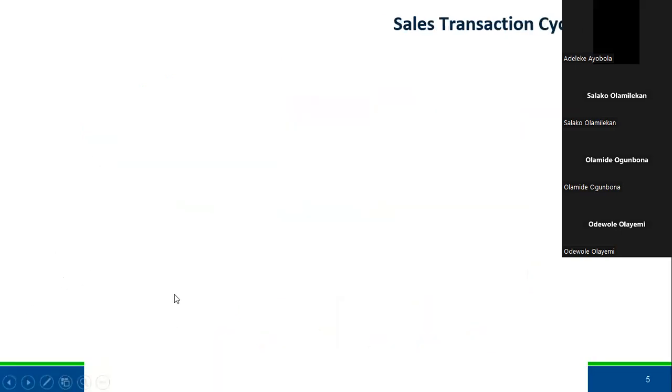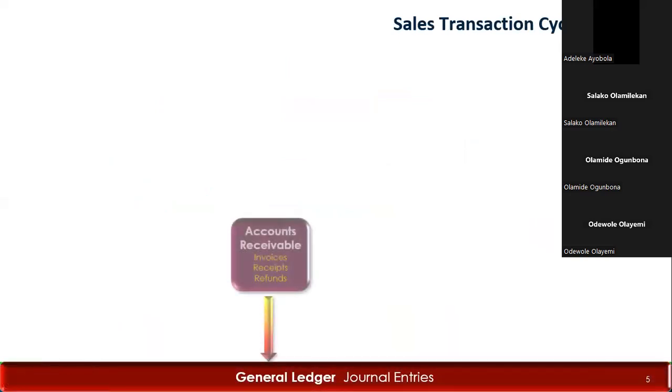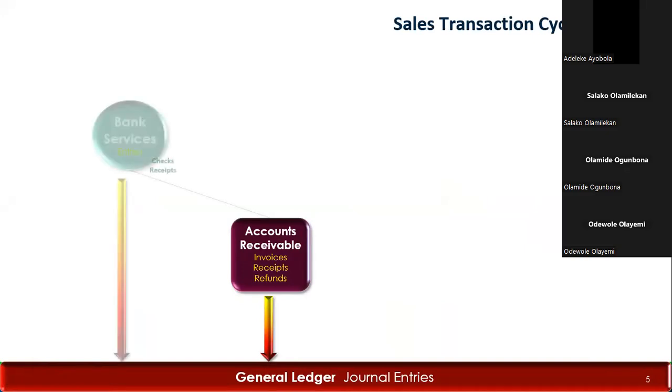Then we took them one after the other. First, we looked at account receivable. Under account receivable, you can create an invoice, a receipt, a refund. However, account receivable is linked to the bank, and we said it's at the point of customer receipt that account receivable is linked to the bank.